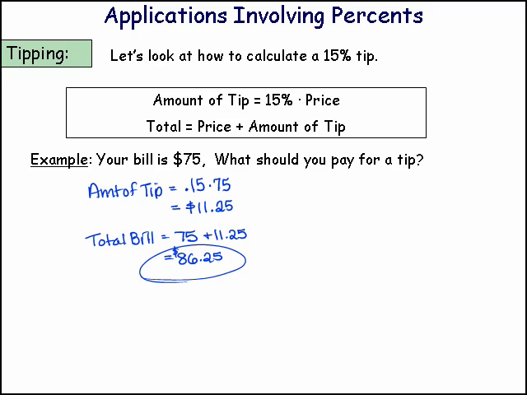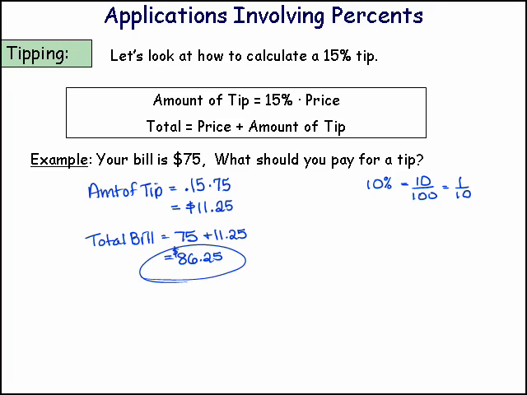Okay, how can you calculate tip a lot faster? Well, it's very easy to calculate 10%. Okay, a 10% tip is very easy. Why is 10% easy? Because 10% is the same as saying 10 over 100 or 1/10.